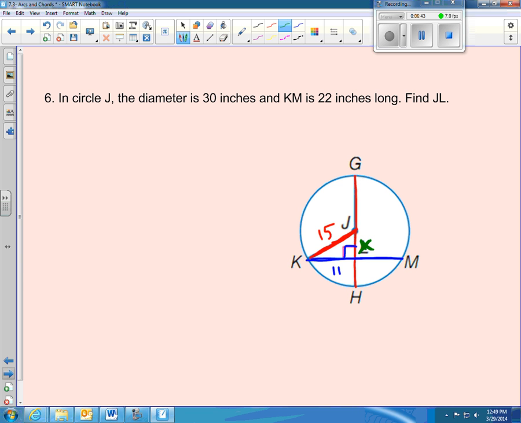I'm not going to go any further with this problem with you guys. I want you to come up with what you think the solution is for problem 6. And we will start there tomorrow in class.